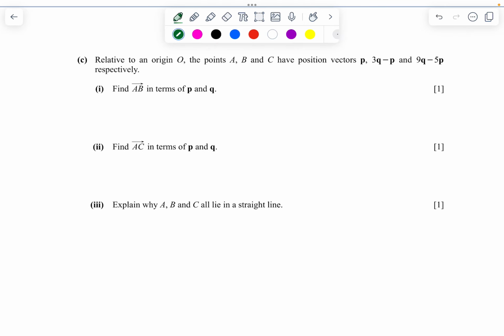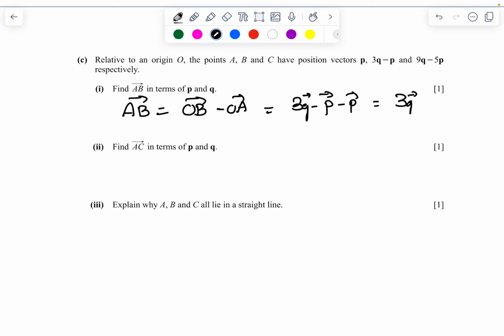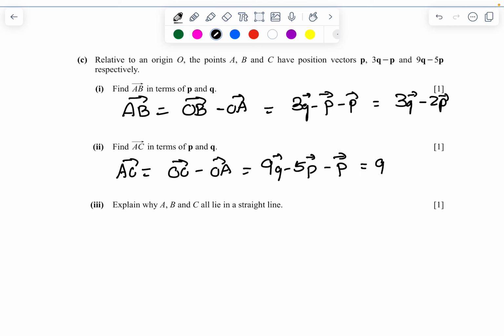Next, part C, find AB. AB is nothing but what? OB minus OA. OB is nothing but what? 3Q minus P, minus OA is P. So it's going to be 3Q minus 2P. AC. AC is going to be OC minus OA. OC is 9Q minus 5P minus P. So which is going to be nothing but what? 9Q minus 6P.